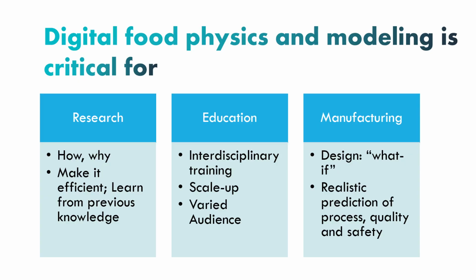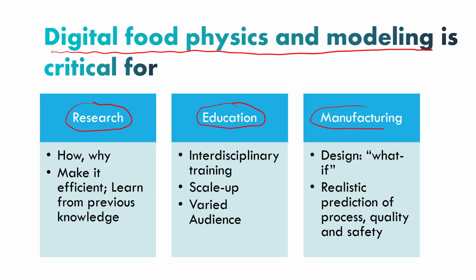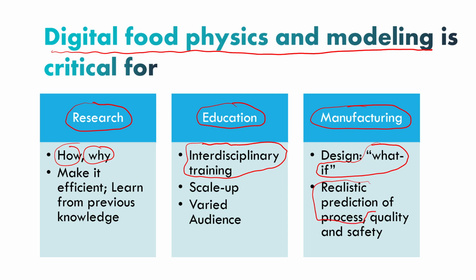So the final comment is this digital food physics and modeling, which is the course we're about to start, is critical in all three areas: research, education, and manufacturing. We discussed that. So in research, it says how, why. In education, it can give interdisciplinary training. And in manufacturing, of course, is the big use, what if scenarios, and realistic prediction of process, quality, and safety.